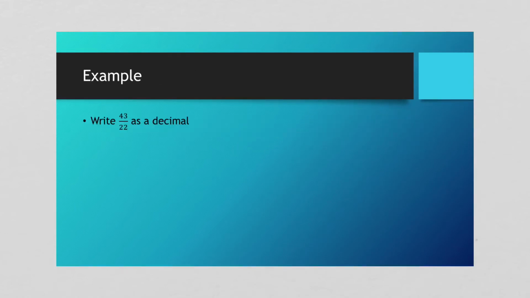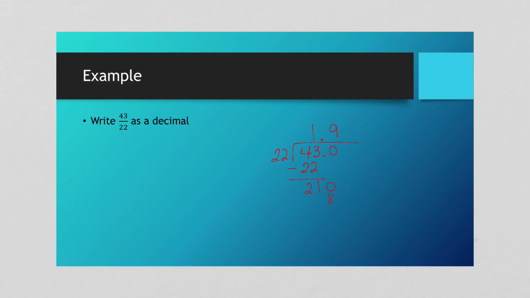Okay, so if I want to write 43/22 as a decimal, then I want to divide 22 into 43. And I see that 22 will go into 43 one time without going over. And I'm going to bring down a 0. Then I ask myself, how many times will 22 go into 210? It will go in, I think, 9 times.